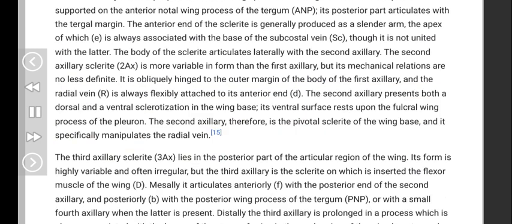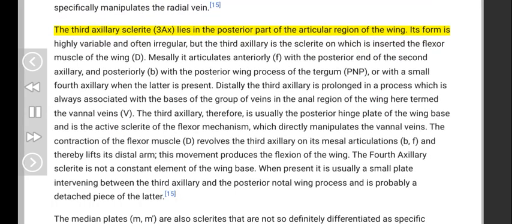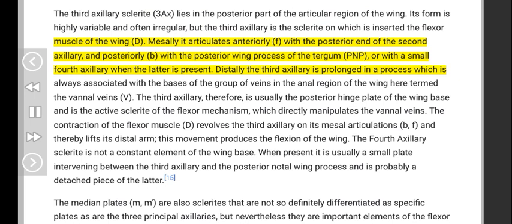15. The third axillary sclerite, 3-ax, lies in the posterior part of the articular region of the wing. Its form is highly variable and often irregular, but the third axillary is the scleroid on which is inserted the flexor muscle of the wing, D. Mesially it articulates anteriorly, F, with the posterior end of the second axillary, and posteriorly, B, with the posterior wing process of the tergum, P and P, or with a small fourth axillary when the latter is present.